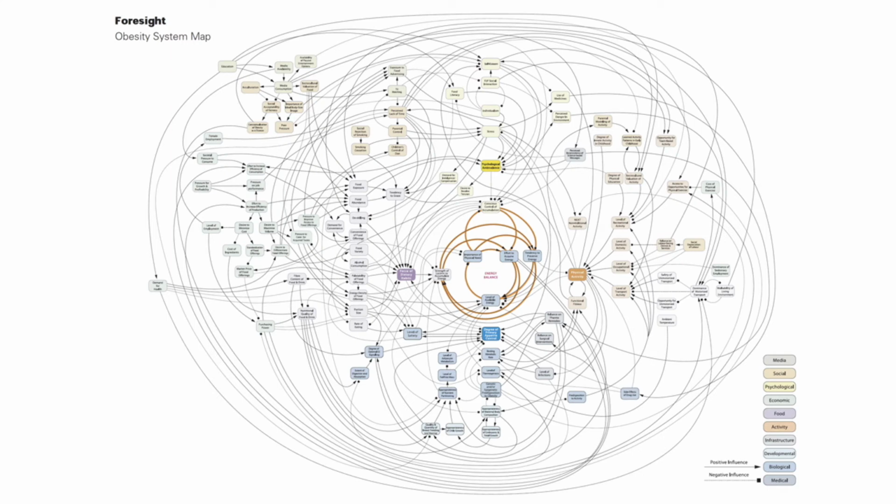So, back to a health problem. This is a map that I love. It's the Foresight Obesity Systems Map. You can go to the web page that they have. But in this case, in the middle, you can see that there is the energy balance. And that's the easiest way to explain why obesity happened. Well, it's because someone eats more and consumes less.